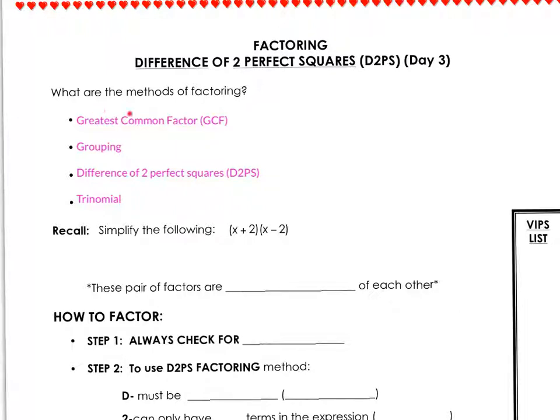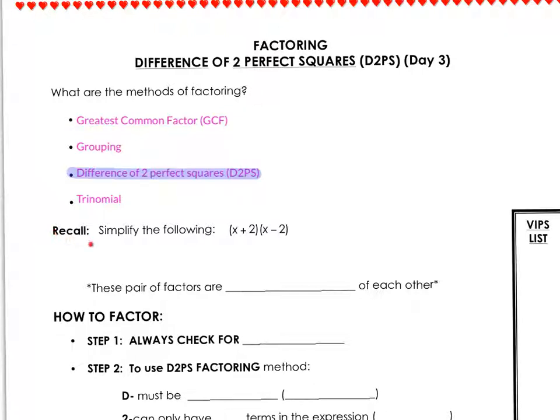The first one is greatest common factor, or GCF. The second one is grouping. The third one is difference of two perfect squares, or D2PS. And that's the one we're going to be focusing on in this video. And the last one is trinomial factoring. Now remember, I want you to write this out fully, not just GCF. I want you to know what it stands for. So you should be writing greatest common factor.